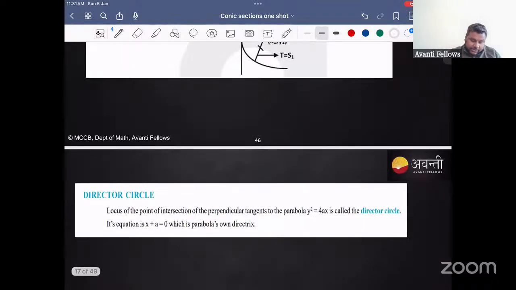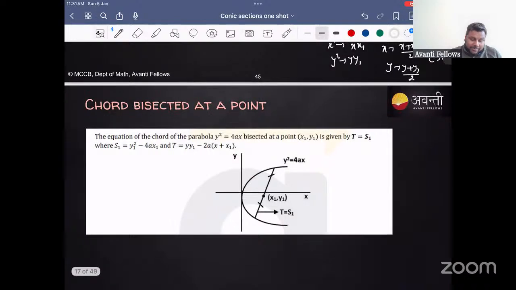Got it? Now, chord bisected at the point. So if there is a chord of the conic whose middle point is (x1, y1), then its equation, in very standard form, is T equals S1.